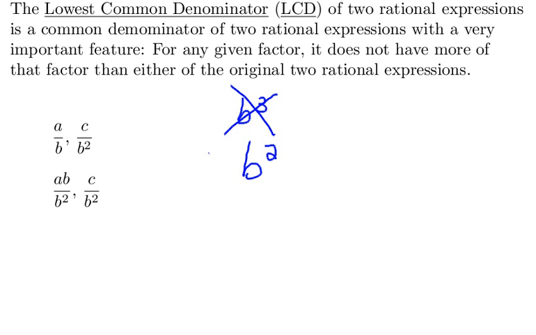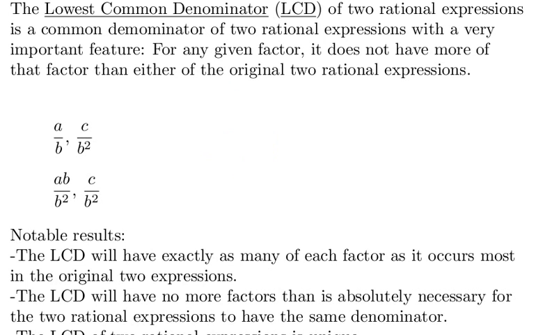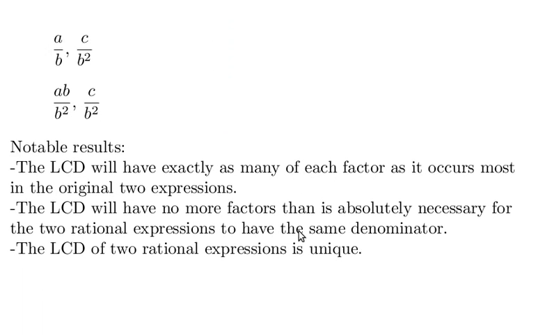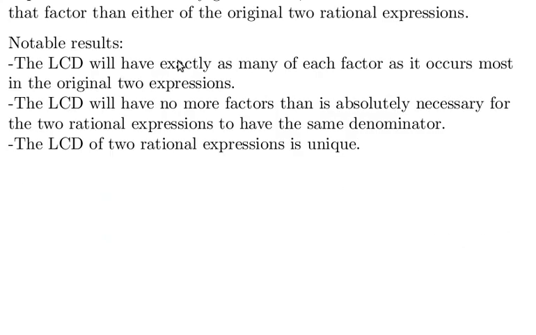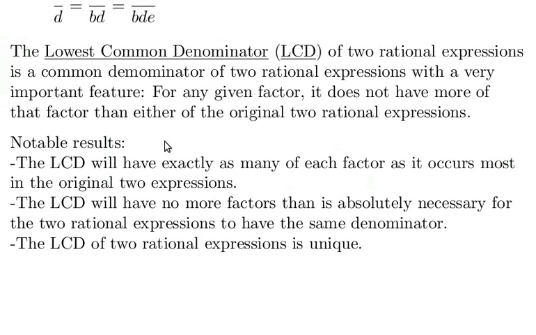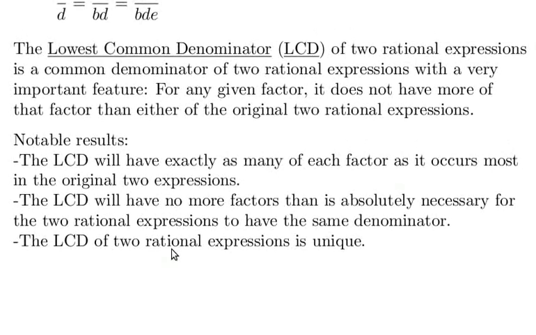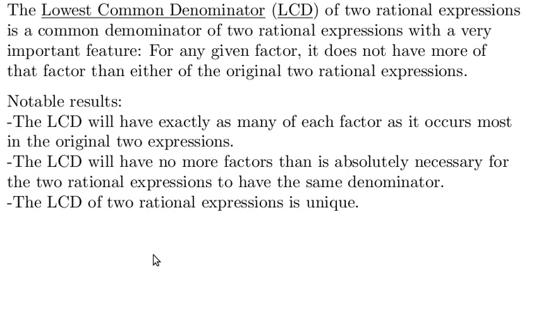And we'll get to some examples that will hopefully make this a little bit more clear. I'm going to go ahead and delete these here so we can have the notable results on the same screen as this. So the lowest common denominator will have exactly as many factors as it occurs most in the original two expressions. So that means, let's do something down here.